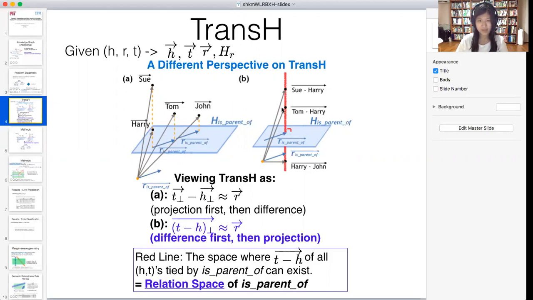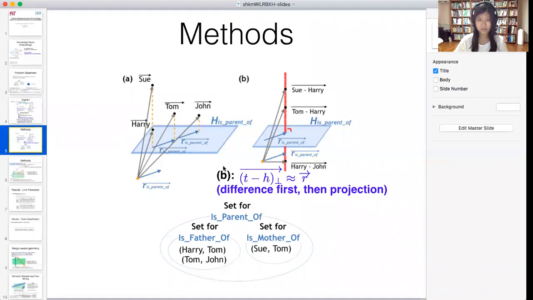What we observe is that this new view produces a linear subspace that's unique to each relation, such that all the tail minus heads tied by that relation belong to it. So let's call this red line the relation space of is parent of. What we can further observe is that this T minus H is also an ordered pair of the head and tail entity as much as (head, tail) is. So you can see the analogy between the relation space and the relation set.